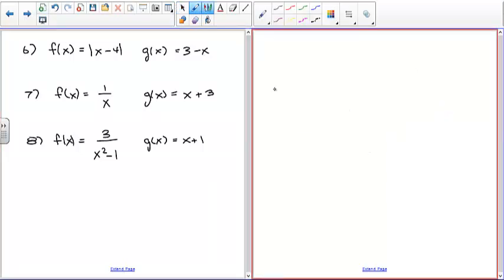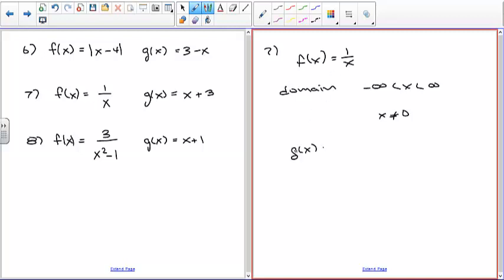Okay, the next one is a little trickier. So you've got f of x equals 1 over x. So the domain, does this function value exist at all values of x? The answer is no. You could say all real numbers except x does not equal 0. Because if x equals 0, then it's going to be undefined. So that is for f of x. g of x is just a polynomial. So that domain is all real numbers without any restrictions.